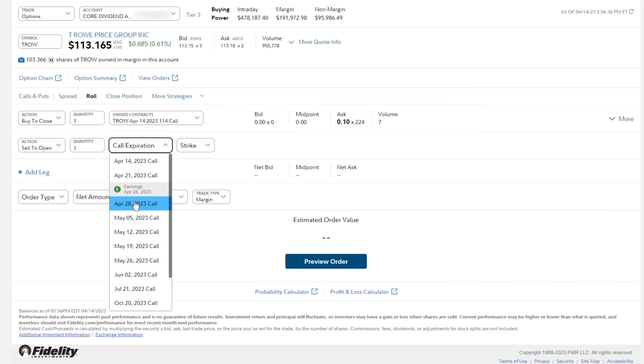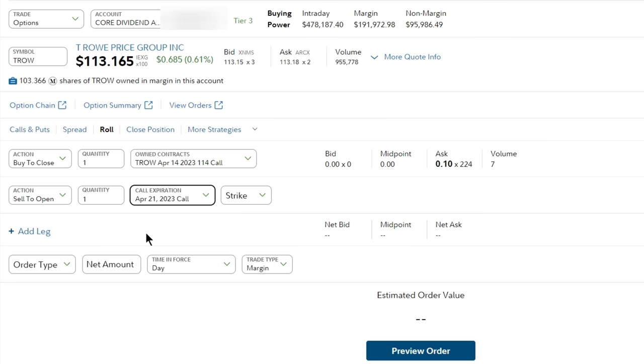Generally, when I look to roll, I try to roll 1 to 2 weeks out at the most. So right now, my current expiration is April 14th, so I would roll to potentially April 21st. When we talk about rolling an option with respect to the expiration date, we talk about rolling out, meaning to a further expiration date. So let's say we go to April 21st, which is 1 week out, meaning that I would be simultaneously buying back my existing option at whatever the market price is, and then selling a new option at a new expiration date and a new strike price.